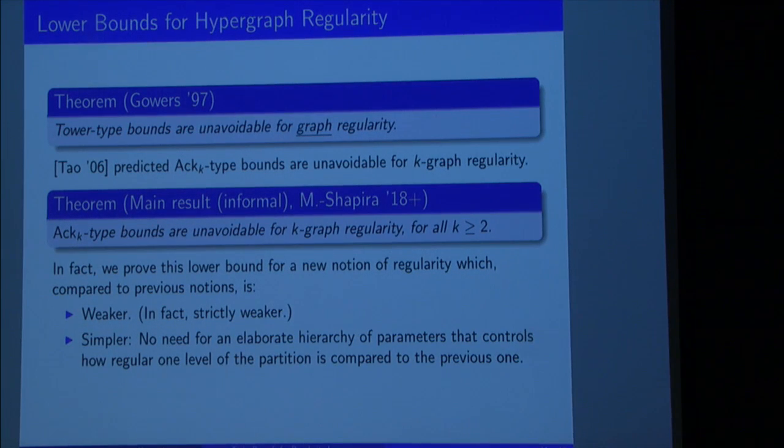I will say that in the other notions of hypergraph regularity, you always have this hierarchy of parameters that control regularity of one level in the partition compared to a previous level. When I say levels, when you have a partition of a K-graph, it is not only a partition of the vertices, but it's also a partition of the pairs of vertices and triples of vertices, etc. And each layer should be regular relative to the previous layer. And how regular? Well, you need a parameter for every layer. And this all gets very, very messy in basically all of the known upper bound proofs for hypergraph regularity.